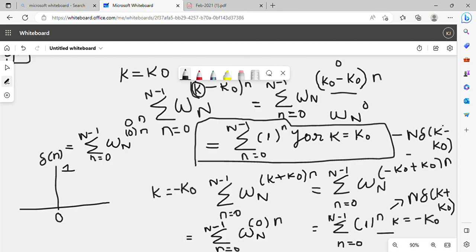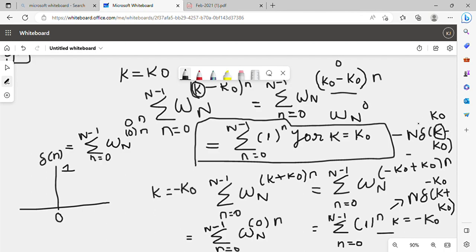So now if I substitute here k equal to k naught, what do I get? I get k naught minus k naught, which is equal to 0, wherein I get delta of 0, which is equal to 1. Here also, if I substitute minus k naught, I get minus k naught plus k naught, which is equal to 0, so I get delta of 0, which is equal to 1 once again. That is why I am writing it in terms of an impulse function.